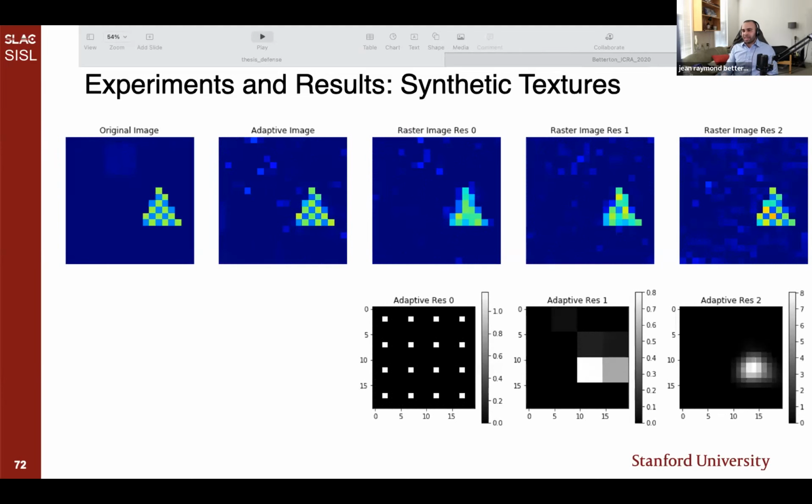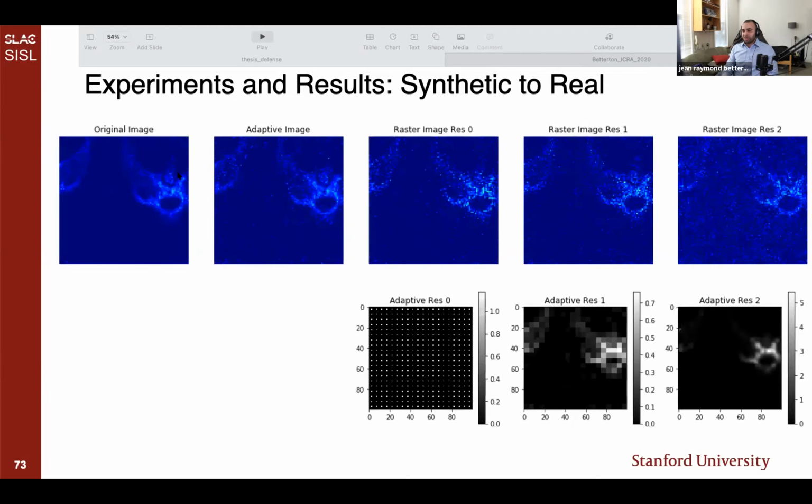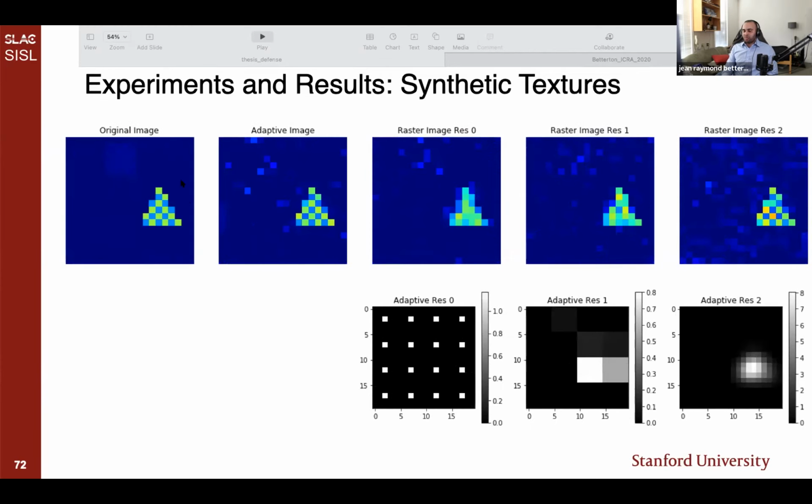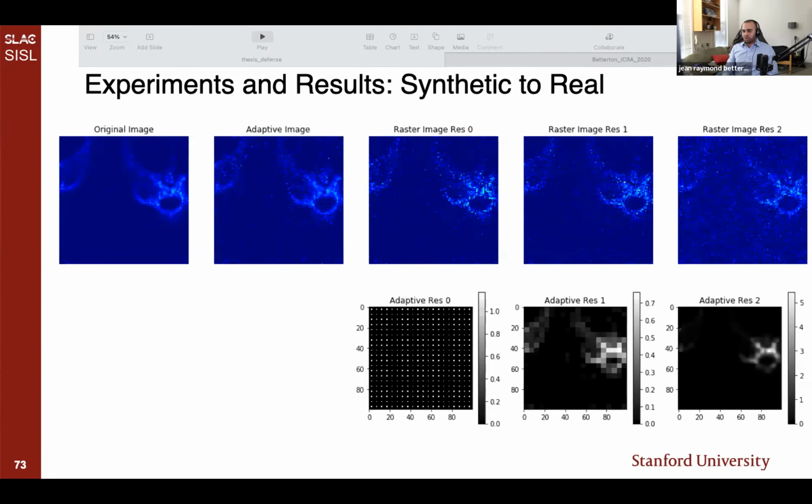And then lastly, we take a real image that one of our collaborators provided to us, and we used the policy that was trained on these toy examples on the real image to see how it did. And it also outperforms raster on these. So this has all been qualitative results.